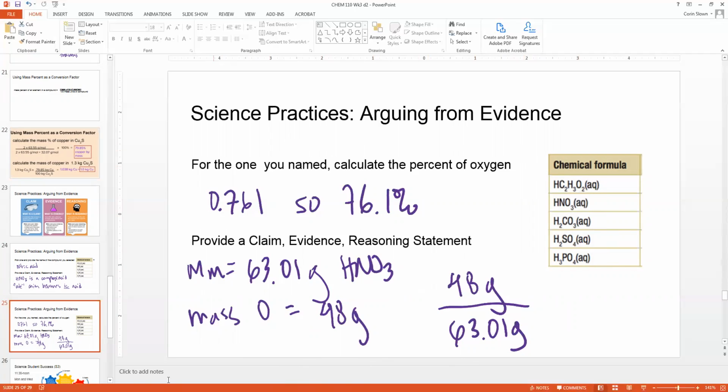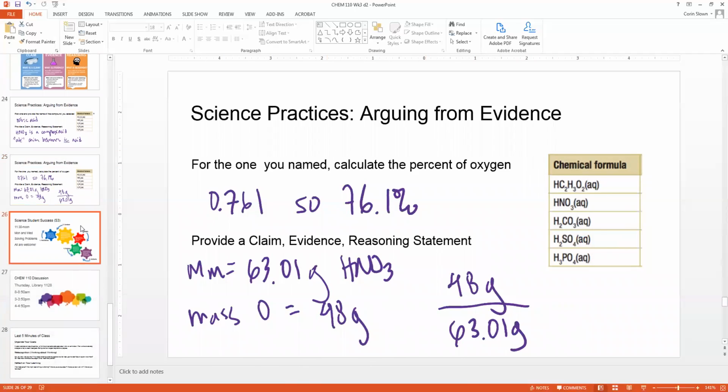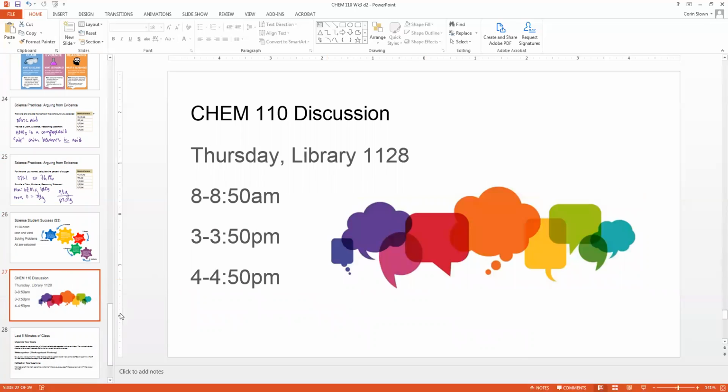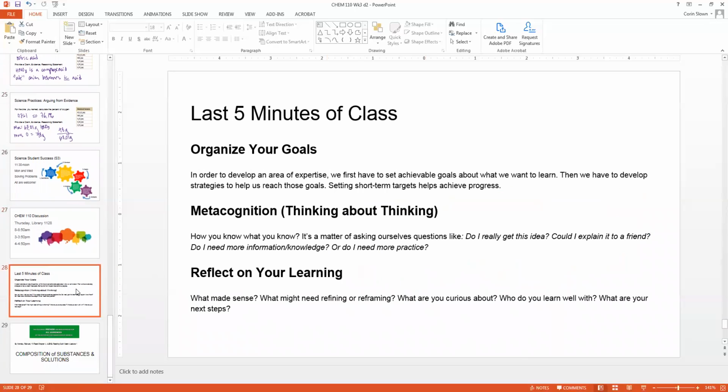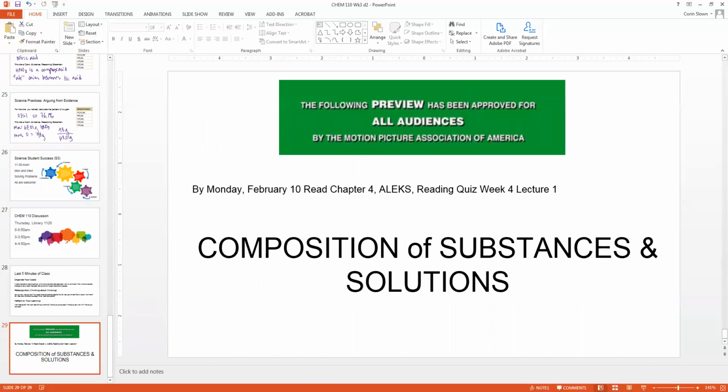If you want some additional practice with this, I highly recommend you check out S Cubed, or we'll be practicing these in discussion. I want to make sure you take 5 minutes to turn and talk with a partner or to reflect for yourself on your goals and your metacognition, which is your thinking about your thinking, and reflecting on your own learning. Next Monday, we're going to be thinking about the composition of substances and solutions, wrapping up chapter 3. And that means we're going to make sure that we've done our reading to be ready for chapter 4. Thanks again.